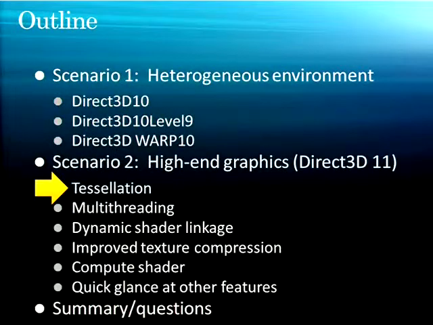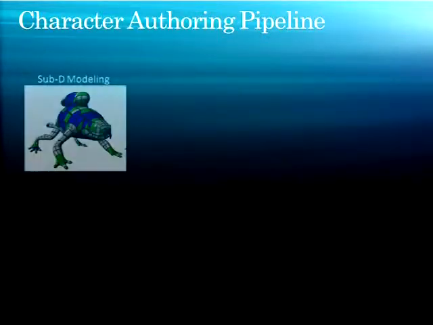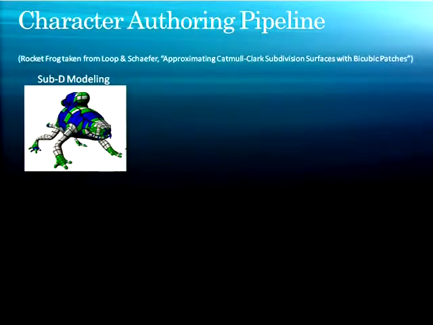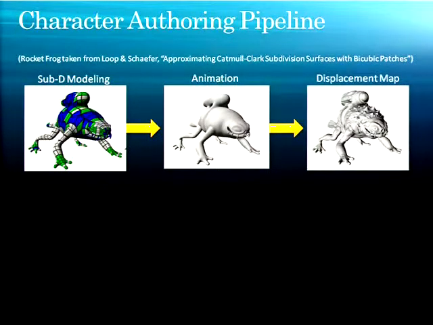So here's all the stuff we're going to talk about with this new graphics pipeline. And we're going to start off with a new feature called tessellation. So this is a potential character authoring pipeline for a game. You might start off with your sub-D modeling, and then you're going to take that and animate it. And then you're going to add high-frequency detail with a displacement map. Now, you could actually do the displacement map before the animation, but you get the idea. This is just a general thing.